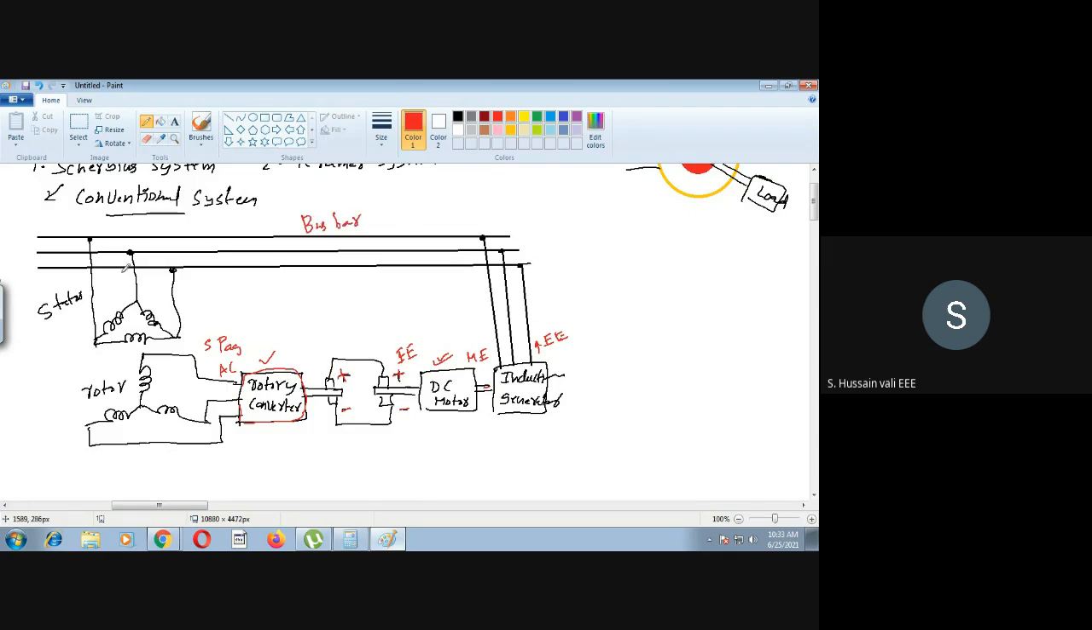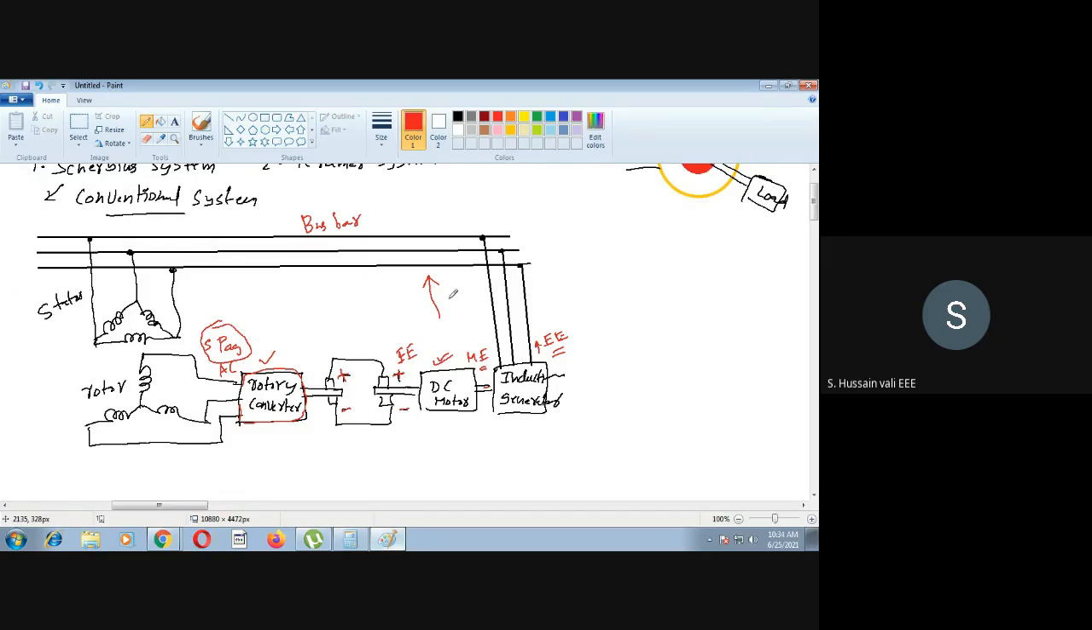So from the bus bar to the stator, then stator to the rotor, then rotor to the rotary converter, then that electrical energy goes to the DC motor. Now it is DC, so the DC motor converts this electrical energy into mechanical energy. Once again, this mechanical energy is converted into electrical energy using the induction generator. That generated electrical energy is pumped to the bus bar. So indirectly, the slip power in the rotor is going back to the bus bar. So you can call this a recovery of the slip power. This is a conventional system.